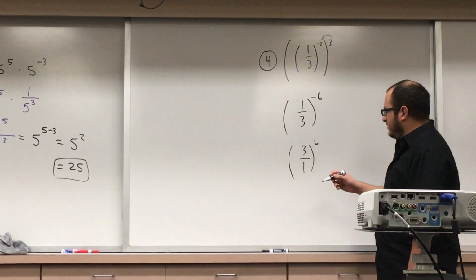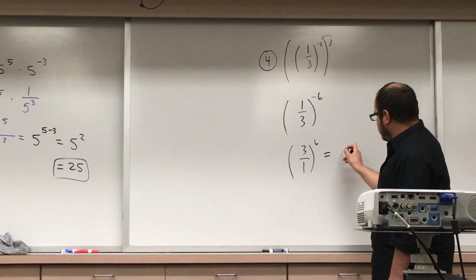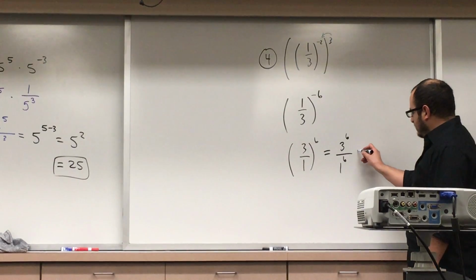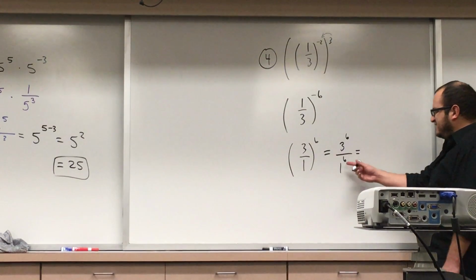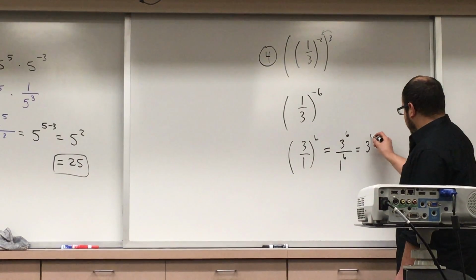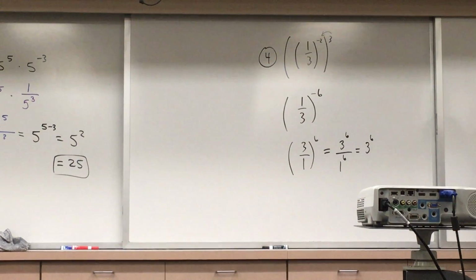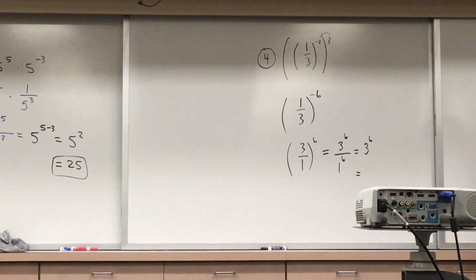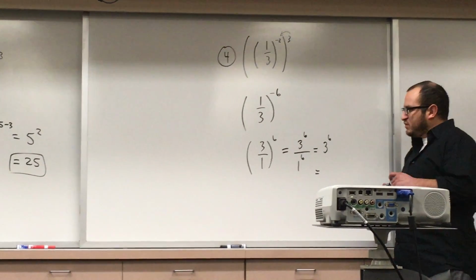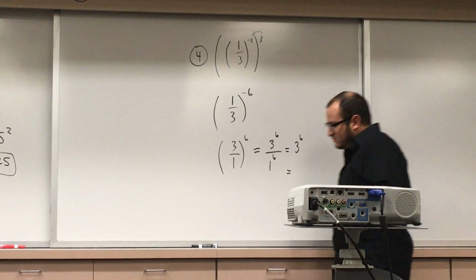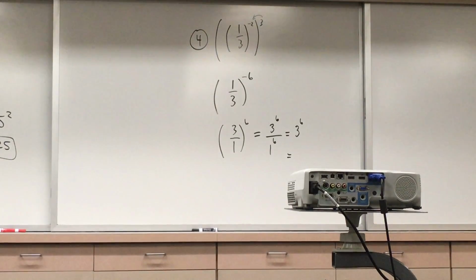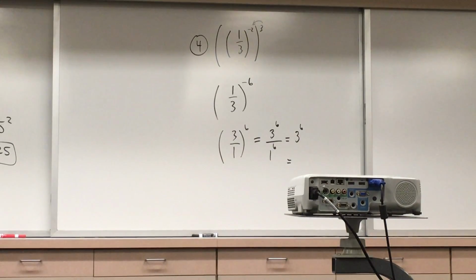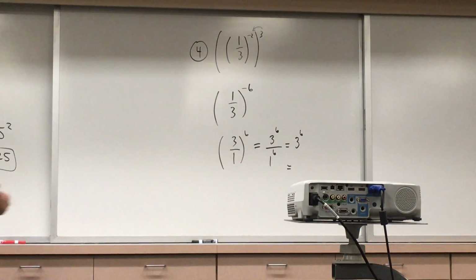You put this entire thing over 1. Now distribute the 6. We get 3 to the 6 over 1 to the 6. 3 to the 6 divided by 1 to the 6 is the same thing as 3 to the 6. Since this number is below 8, you're going to multiply 3 six times. In essence, you're multiplying 27 times 27, which is 729.